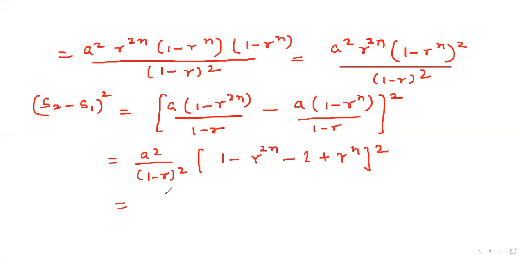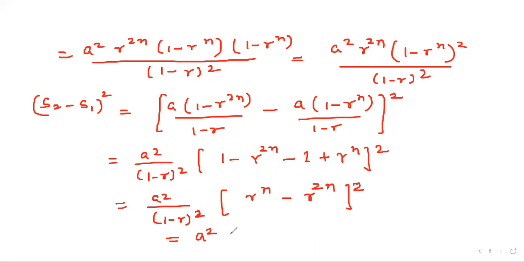So this will become a square upon 1 minus r whole square times r power n minus r power 2n whole square. From here we can take common r power n. So power is 2, so it will become r power 2n. So we can write it a square r power 2n divided by 1 minus r whole square. Then inside we will be left with 1 minus r power n whole square. So we have got LHS equal to RHS. Thank you.